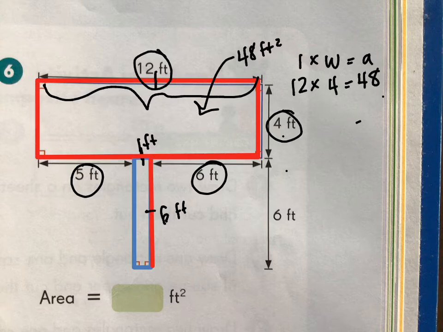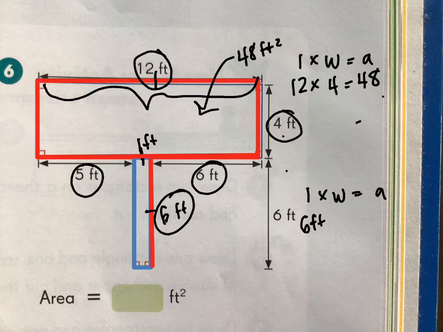So now I can find the area because I have the length and the width. The length in this case, we can say is 6 feet. And the width is 1 foot. So the area would be 6 square feet.